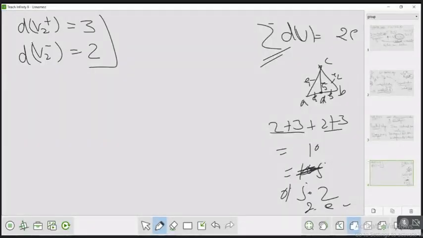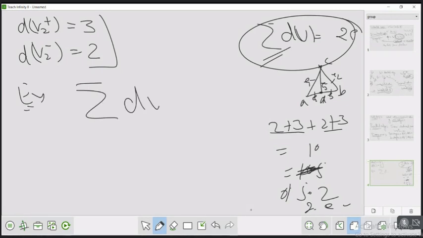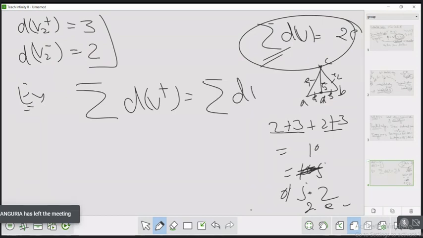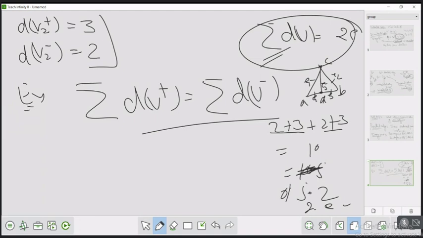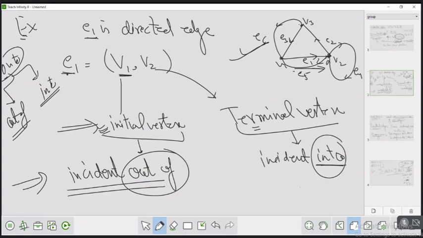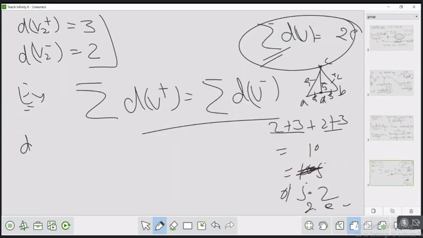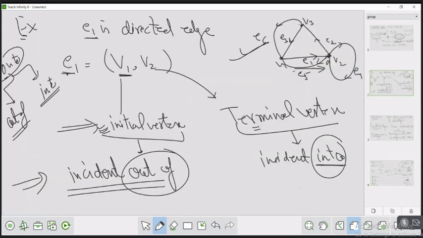Okay, so this is the handshaking lemma in a directed graph, and you can easily prove that the summation of d(vi)+ is equal to the summation of d(vi)-, meaning the sum of out-degrees is equal to the sum of in-degrees. Proof: the degree of v1 is, first of all tell me what is dv1 plus, dv2 plus, dv3 plus.